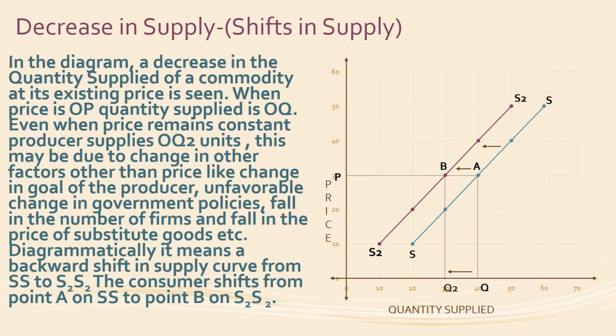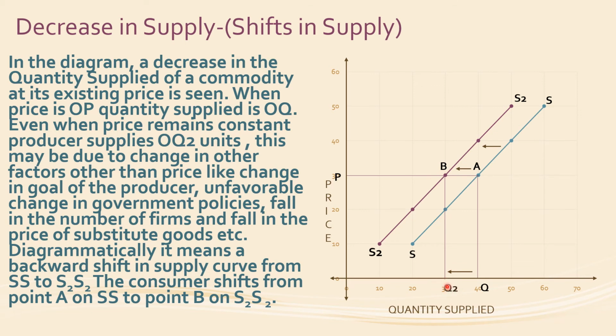Having studied backward shift or decrease in supply with the help of a schedule and diagram, let us now go on to explain the diagram. In the diagram, a decrease in the quantity supplied of a commodity at its existing price is seen. When the price is OP, the quantity supplied is OQ. Even when the price remains constant, the producer supplies OQ2 units.